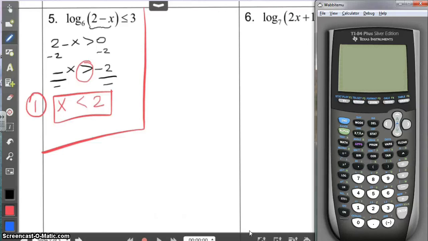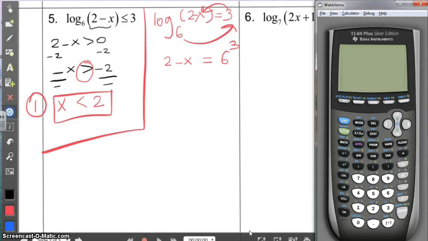The first answer you get from the inside of your log. Now, what you need to do is take the actual log, set it equal to 3, and try to solve it. So 2 minus x should be equal to 6 to the power 3, or 6 to the power 3 equals 2 minus x.